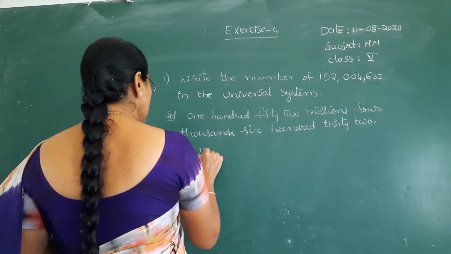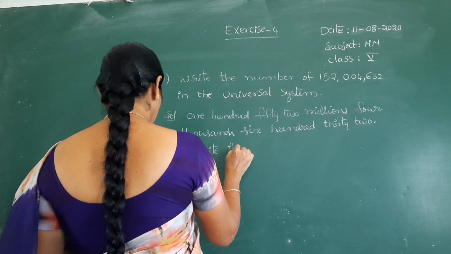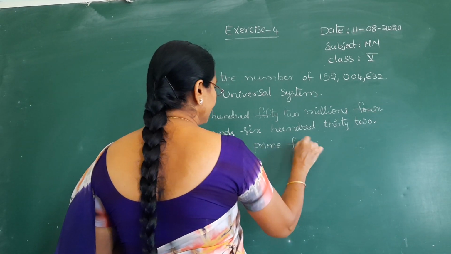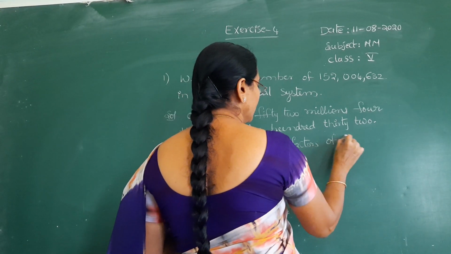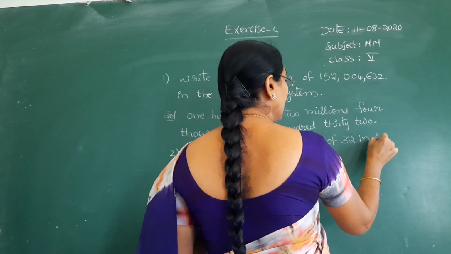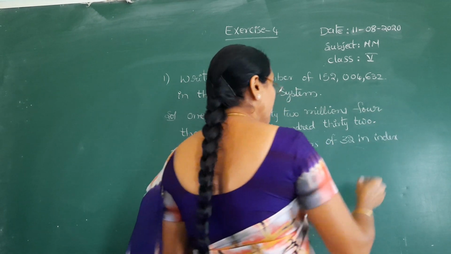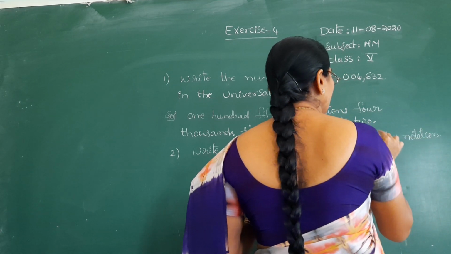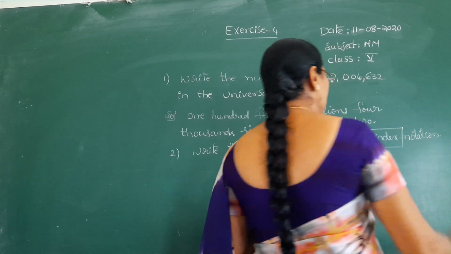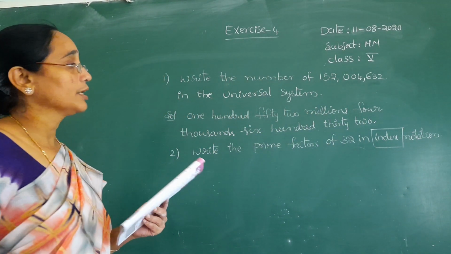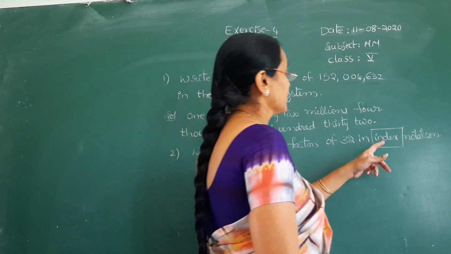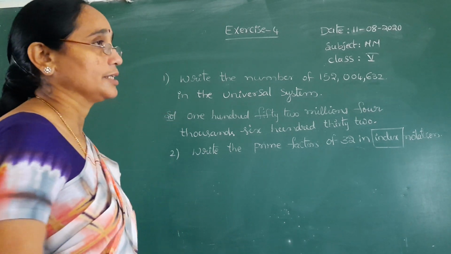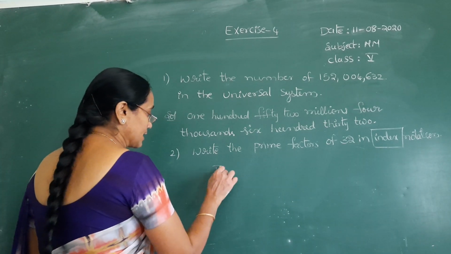Write the prime factors of 32 in index form. In index form or notation, whatever it is. See, this is a new word for you. So you are in 5th class, that means next you are going to the higher section. In that higher section, you will use this term more and more. Index notation. What is the definition of that index?